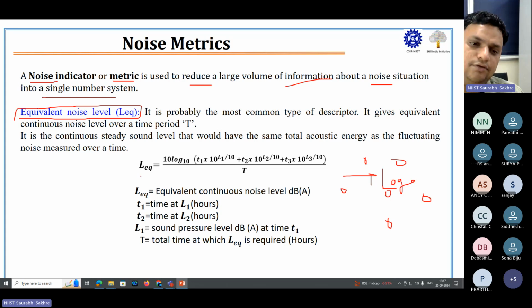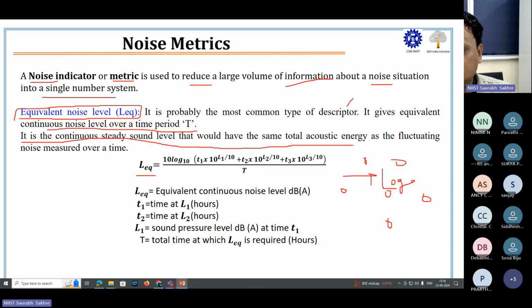So for that, you will determine LEQ. Now, what does LEQ mean? It is probably the most common type of descriptor we use. You will see it in further slides of mine. It gives the equivalent continuous noise level over a time period T. And what it is, it is the continuous steady sound level that would have the same total acoustic energy as the fluctuating noise measured over a time.